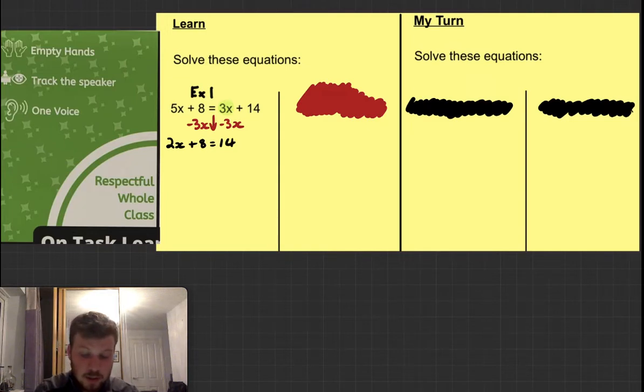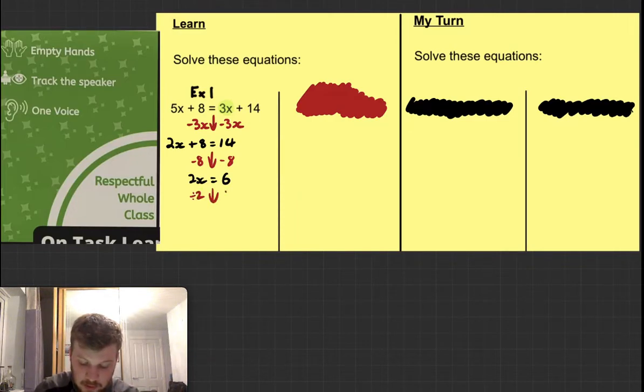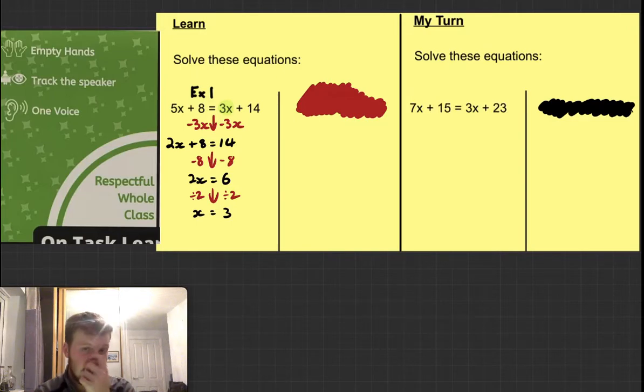Then what I'm going to do is take away 8 from both sides. And that's going to give me 2x is equal to 6. And then I have to divide by 2, and I'd get x is equal to 3. Perfect. Pause the video, make sure you've written that in, and have a go at your question.